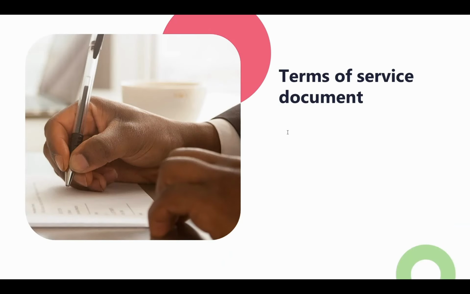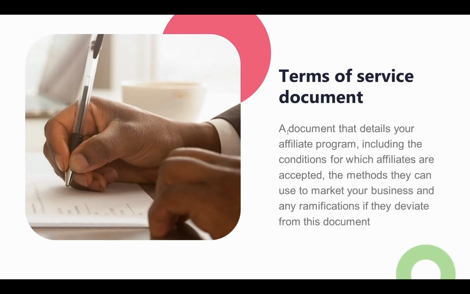a terms of service document. It's essentially like your terms and conditions. It's a document that details your affiliate program, and it also includes the conditions for which affiliates are accepted if you are being quite specific about who you're taking on, the methods that they can use to market your business if you're trying to avoid or want to include certain channels, and then any ramifications if they deviate from this document. And this would really come more into play when branding, and keeping the same consistent tone is a huge focus. This document is essentially here to ensure that your interests and your affiliate program are covered against any kind of issue.